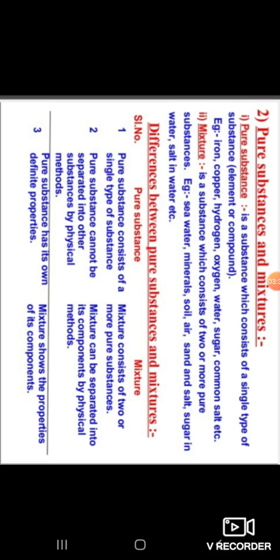You know from your previous class what an element is. Let us read it once again. Elements are pure substances made up of only one kind of atom. For example, hydrogen, helium, lithium, beryllium, boron, copper. These are all examples of elements.